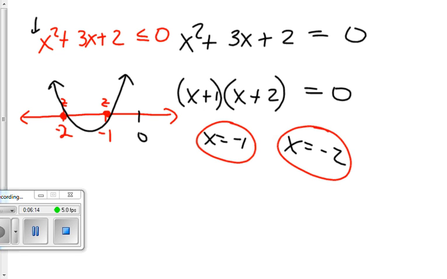I want my parabola to be less than 0. So where's my parabola less than 0? In there. And therefore I don't even have to do all that testing. My answer comes out to -2 to -1. And does it work at -2 and -1? Yes. Therefore brackets.